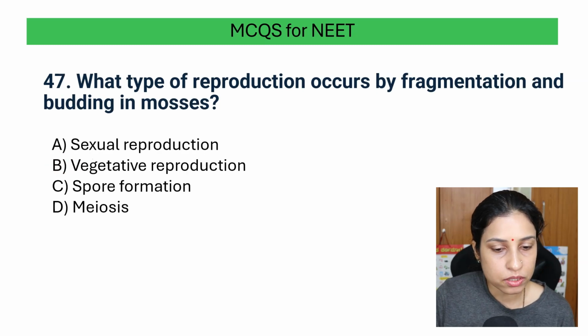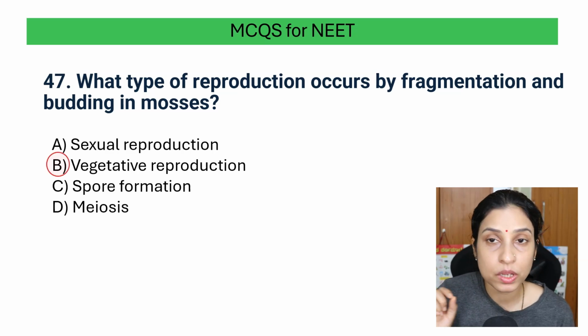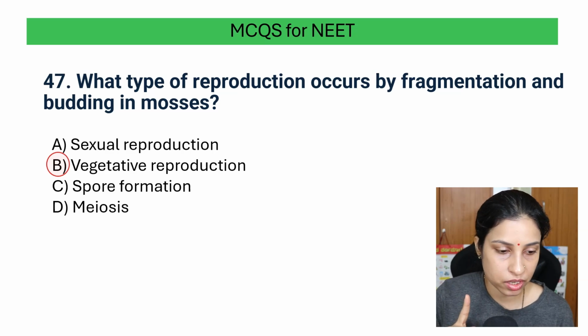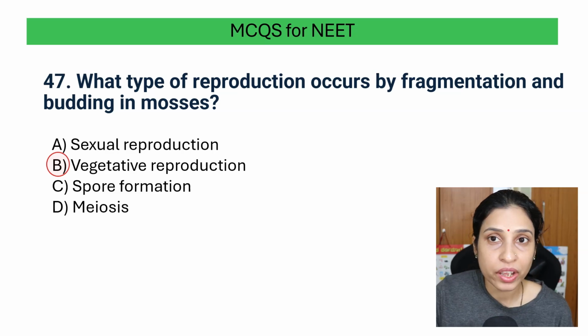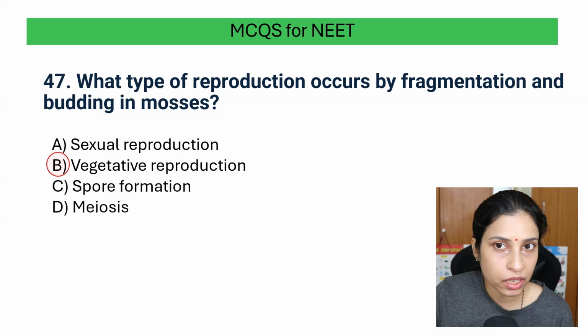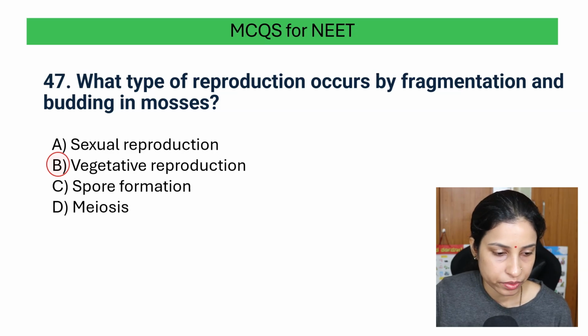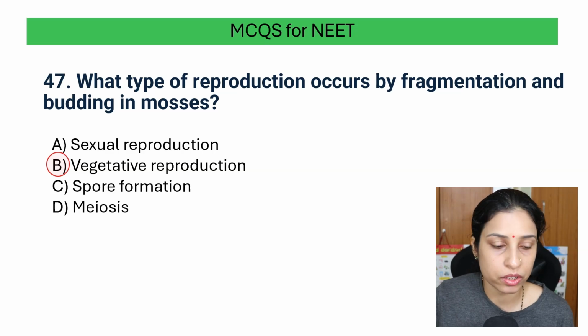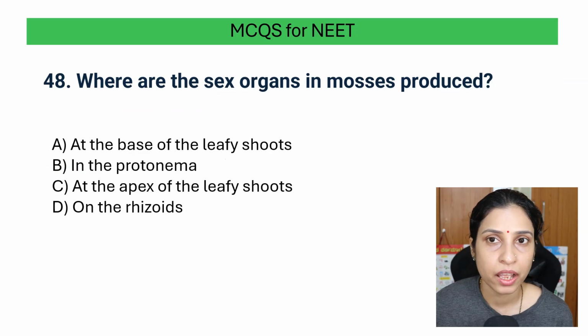What type of reproduction occurs by fragmentation and budding in mosses? This type of reproduction occurs in vegetative reproduction, which is also called asexual reproduction. If they give asexual reproduction instead of vegetative reproduction in the options, then that is the correct answer. Here what they have given: sexual reproduction, vegetative reproduction, spore formation and meiosis, right? So, vegetative reproduction or asexual reproduction is the correct answer. You must read the question and options very carefully. Okay, don't be in a hurry.